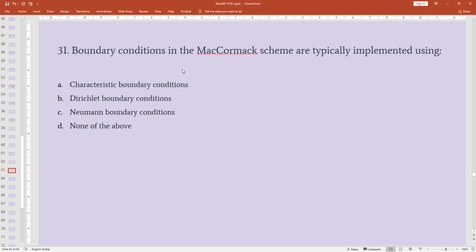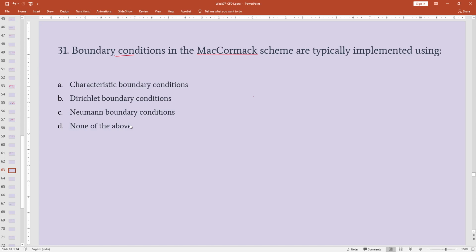Boundary conditions in McCormack scheme are typically implemented using which of the following? Option A, characteristic boundary condition. Option B, Dirichlet boundary condition. Option C, Neumann boundary condition. Option D, none of the above. The question is about how boundary conditions are implemented in McCormack scheme.